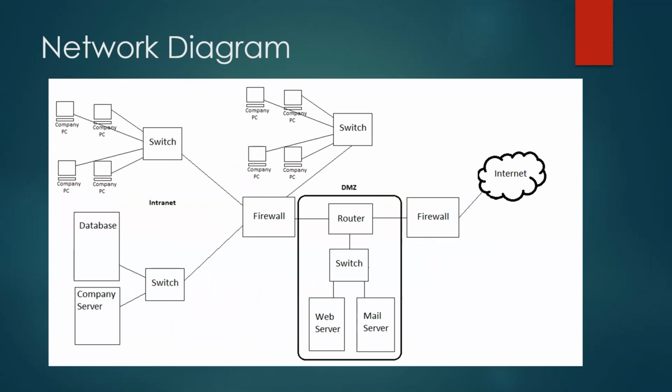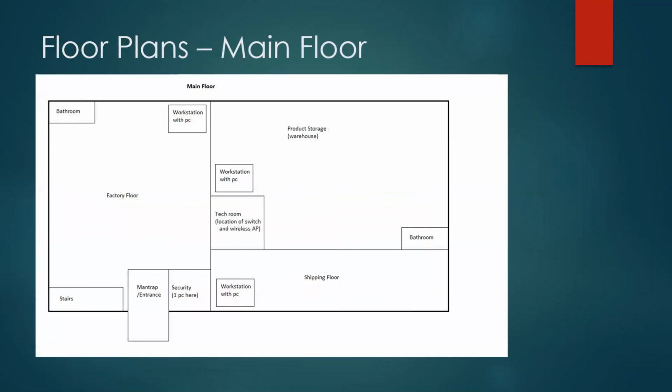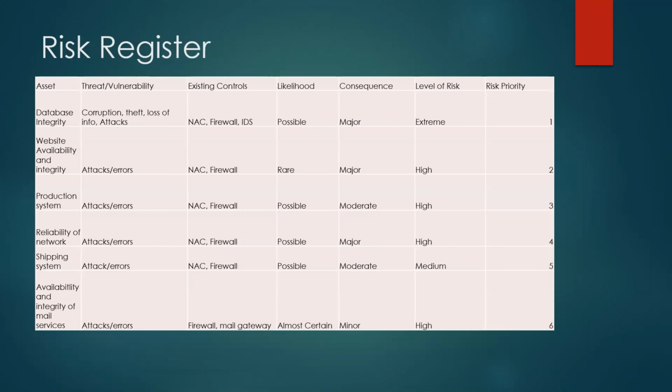So what would you say is the most important asset in your organization, and what are the controls that you want to put in? The most important asset was the database with the customer information, and the controls in place to protect that would be network access control, firewall, and intrusion detection system. Okay. All right, great job.